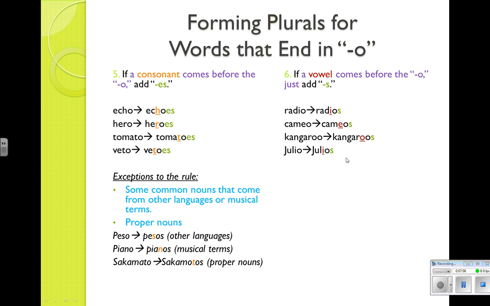Okay. In the right column, you see these are examples where there are vowels. So you see there is an I before the O, so all that we did was add the S. A cameo is a special appearance. It's also a type of jewelry that has a person's face in relief on it, if you didn't know what that word meant. There is an E before the O, so again, no ES, just add a plain old S by itself. Kangaroo, we have an O, so we add an S.